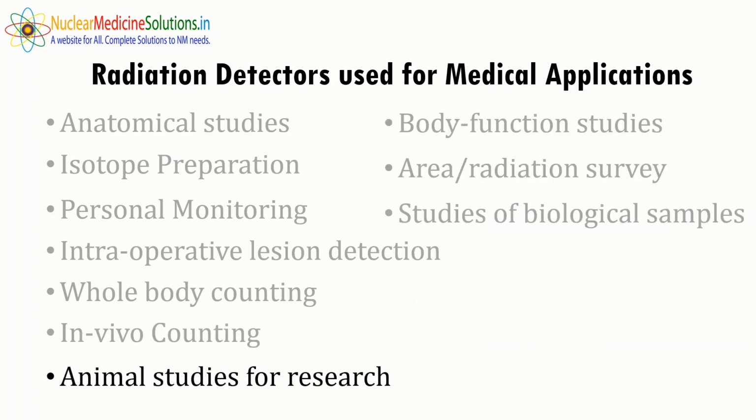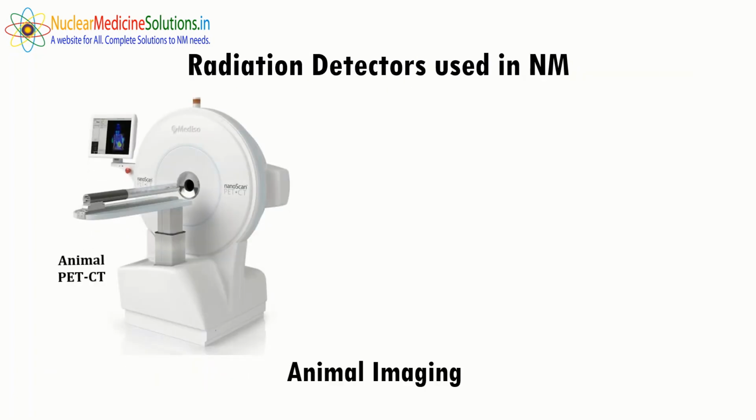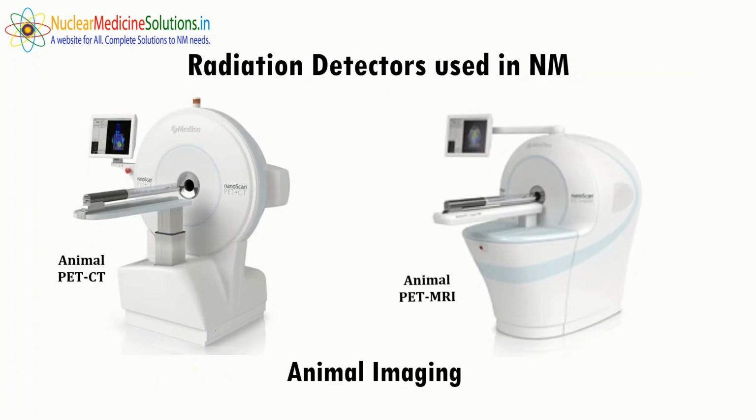Radiation detectors are also used for animal studies for various research purposes like drug development, treatment monitoring or radiation dose assessments, where physiology is observed. This is the image of animal PET-CT and PET-MRI.